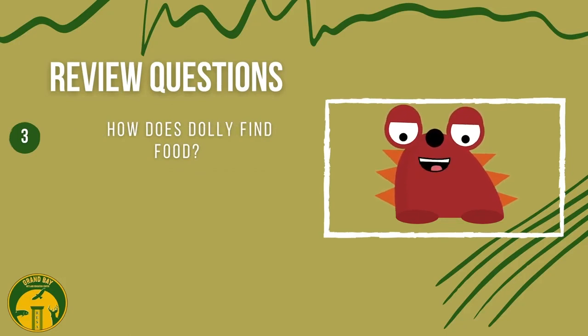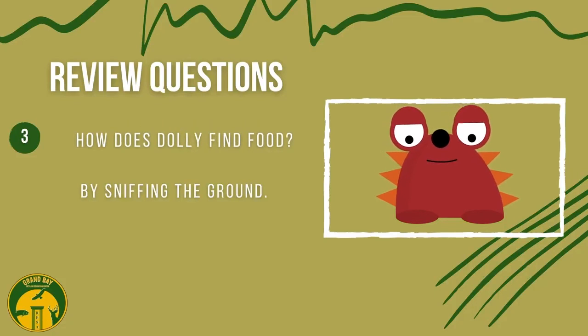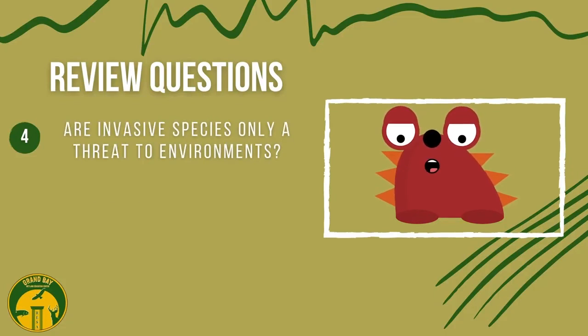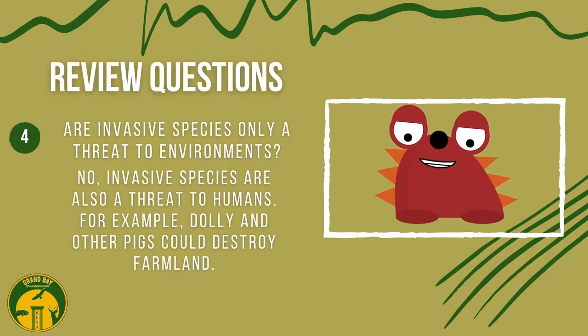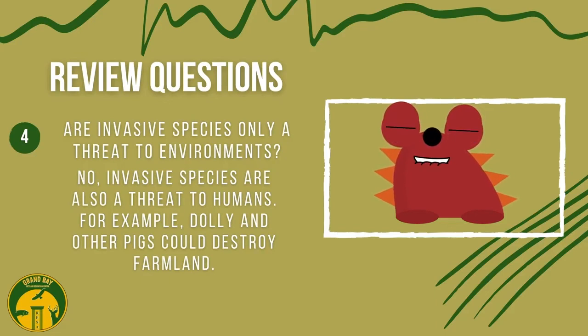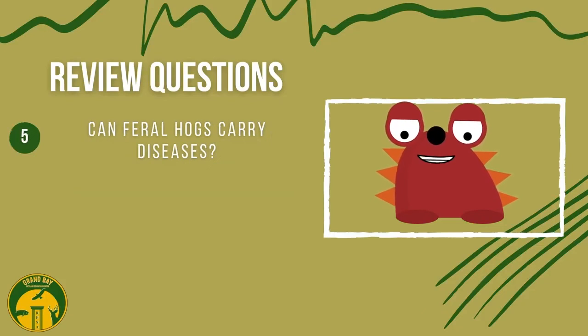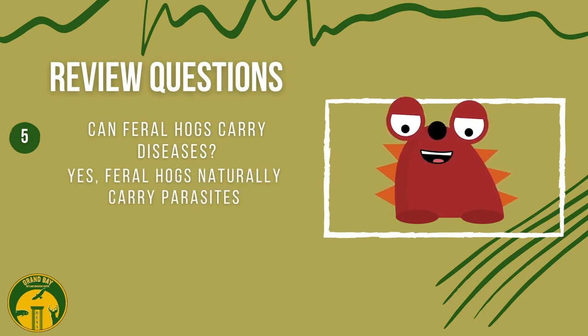How does Dolly find food? By sniffing the ground. Are invasive species only a threat to environments? No, invasive species are also a threat to humans. For example, Dolly and other feral pigs could destroy farmland. Can feral hogs carry diseases? Yes, feral hogs naturally carry parasites.